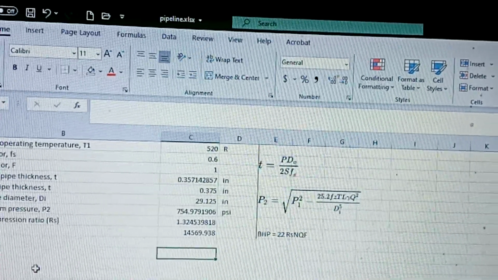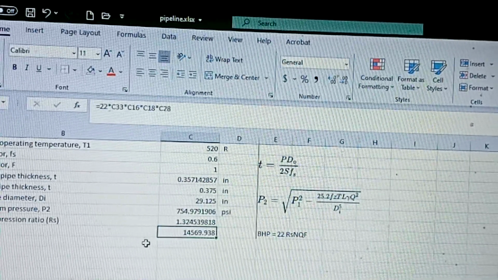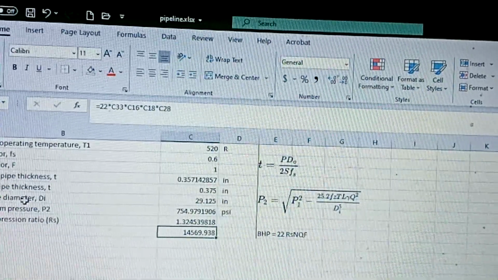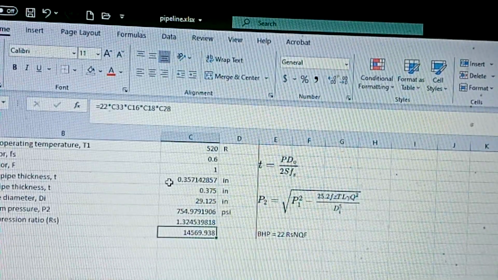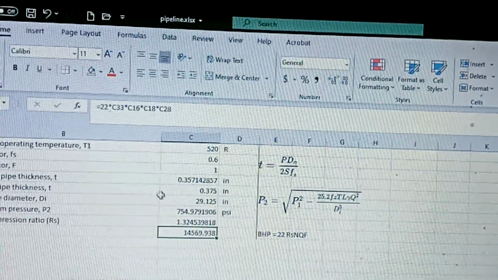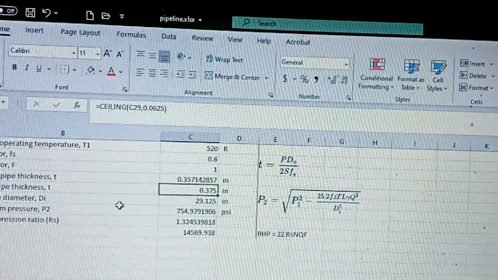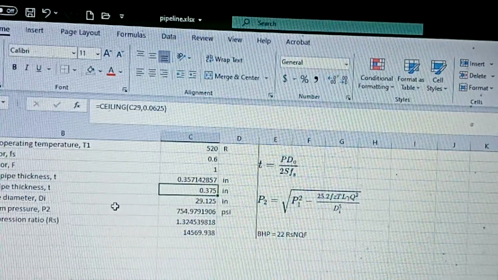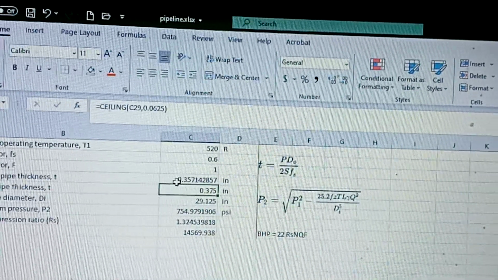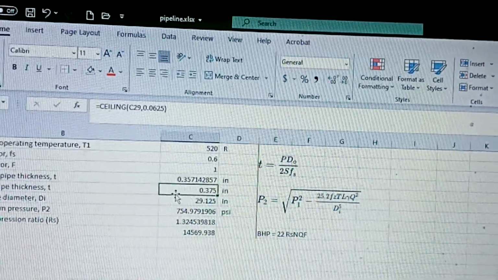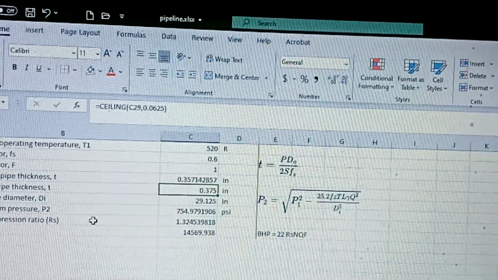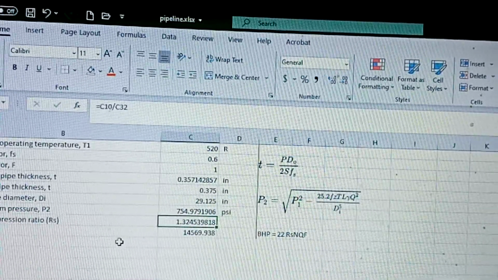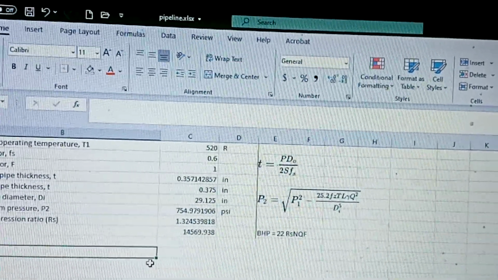And that's just what you need to do. So all the answers are here. That's the BHP I asked for, the minimum pipe thickness. The calculated one is 0.357, but the one you're going to select is 0.375. That's the pipe thickness. The minimum is 0.357, but the selection is 0.375. Then I also asked for the compression ratio, which is 1.32. That's all what you need for this lab.